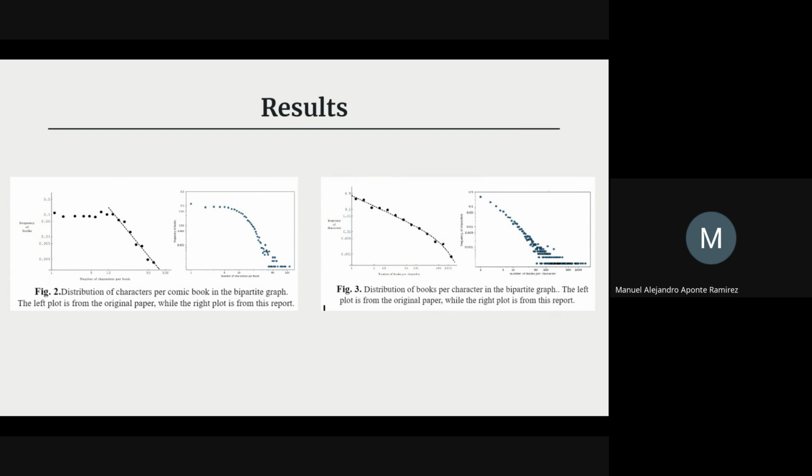In general, we could see that most of the concentration or density is around the first numbers. But if a character appears many times in a book, that is less probable. So in general, that's the result of this work. So thank you.